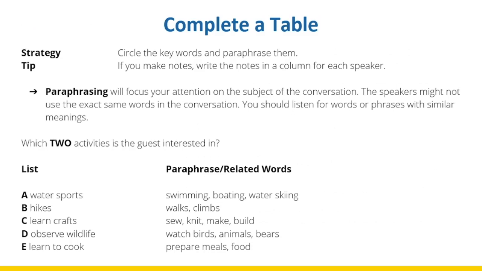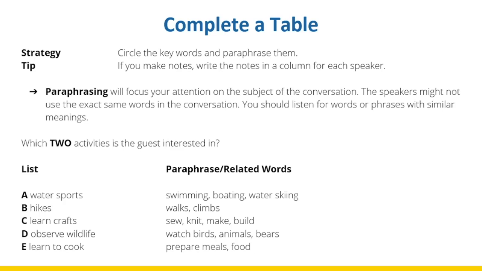And now we're going to review how to complete a table in the listening test. The most important strategy here to keep in mind is circling the keywords and paraphrasing them. Also, you have to make sure when you are taking your notes, you write them down in a column for each speaker. This will help you to stay focused and not get confused. Also remember, paraphrasing will focus your attention on the subject of the conversation. Remember also that speakers might not use the exact same words in the conversation, so you should be able to hear some different words that have the same meaning.